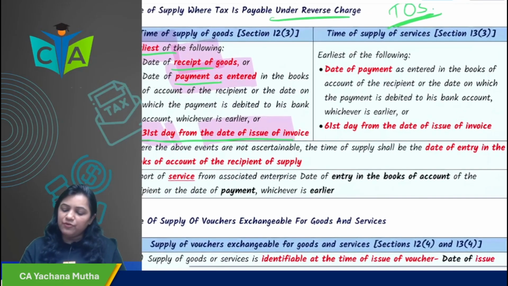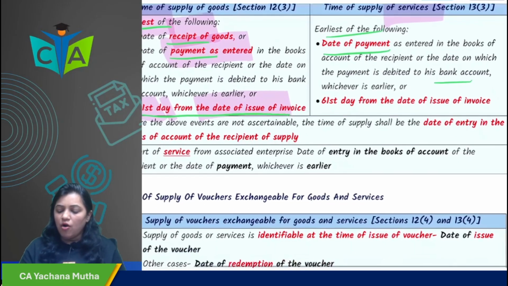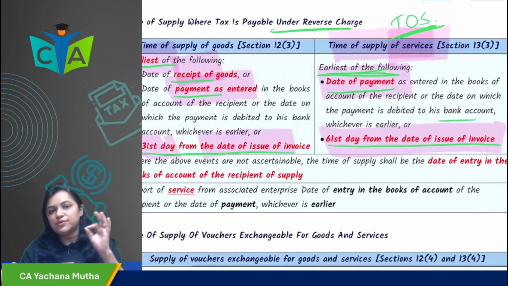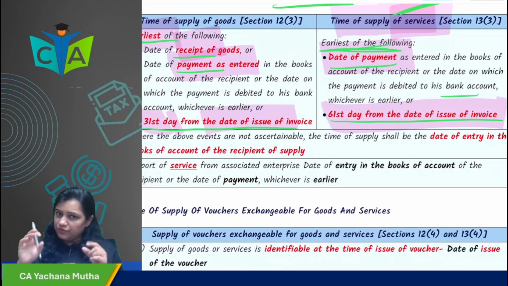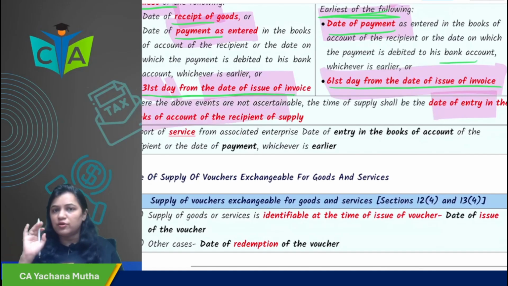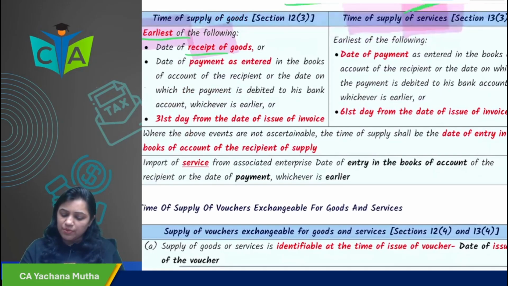Now, what would be the time of supply of services? In case of services, it would be the earlier of the date of payment as entered in the books of accounts, or the date of payment as debited to his bank account, or 61 days from the date of issue of invoice. So, earlier of these two will be the time of supply of services. But if these events are not ascertainable, then life is again simple. The date of entry in the books of accounts of the recipient of supply would be the time of supply.